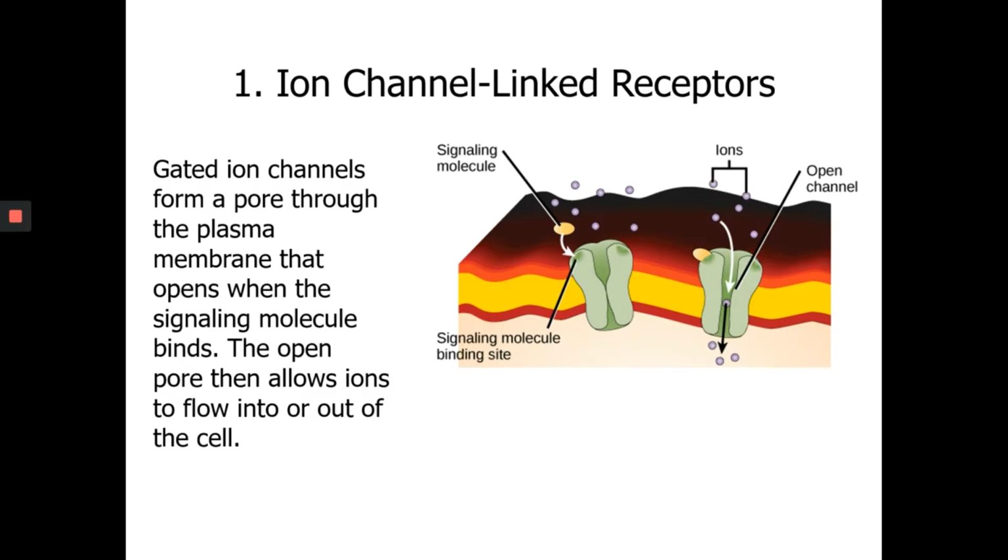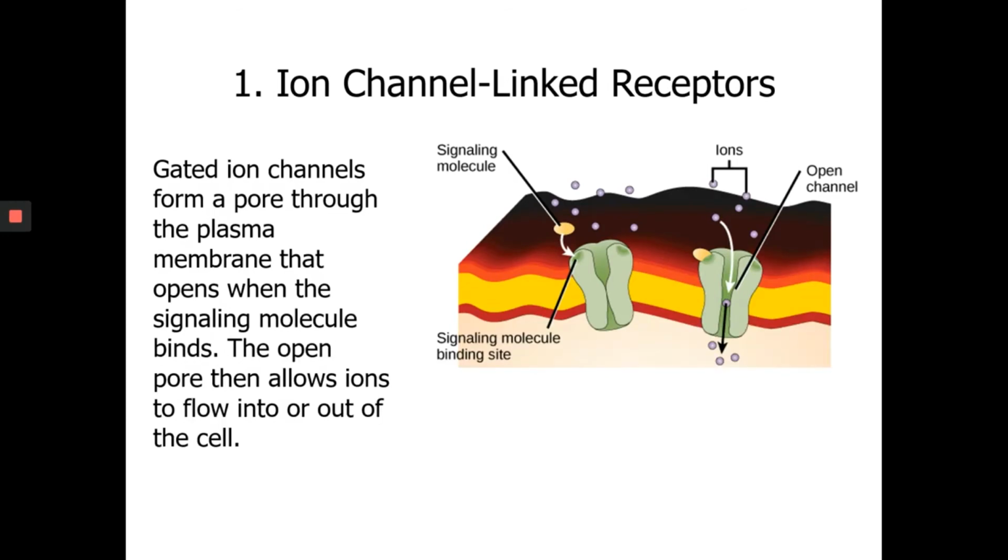You don't have to memorize all the details. You just need to know how to read the figure and figure out how things work: what happens first, and then that activates the next step, and then the next step. This is ion channel linked receptors.